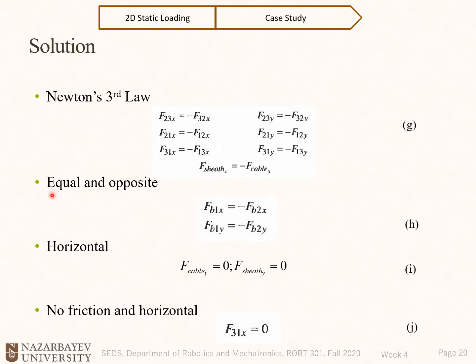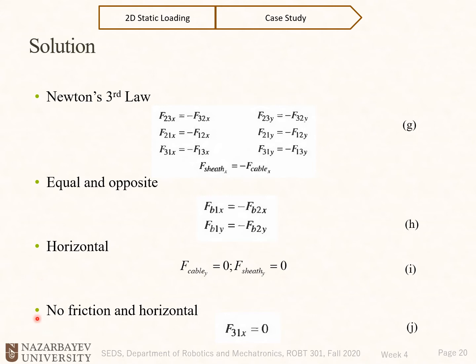Some of the forces we know are equal and opposite in sign, like FB1x is equal to minus FB2x and FB1y is equal to minus FB2y. These are the forces coming from the hand of the bicycle rider. For horizontal forces, we know that the y component of the cable force is equal to 0 and the y component of the sheath force is equal to 0.